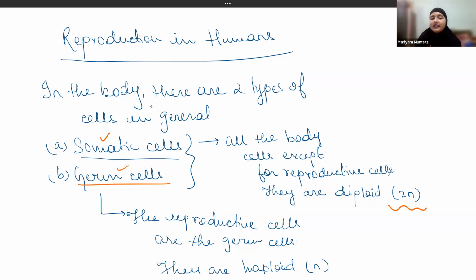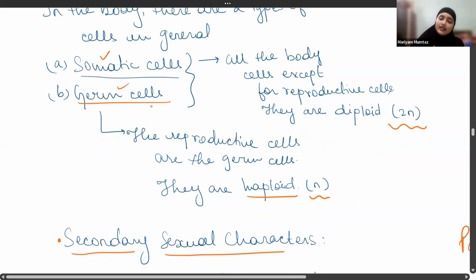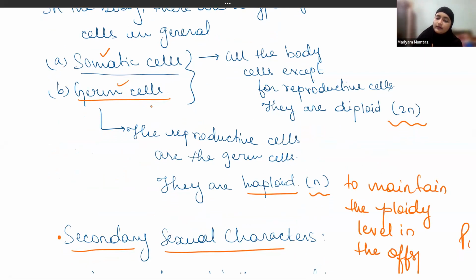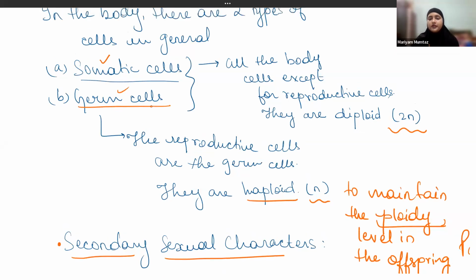So why are the germ cells haploid? So as to maintain, you can write it down, they are haploid to maintain the ploidy level in the offspring. Is it clear? Ma'am, what is ploidy now? Ploidy is like the number of sets of chromosomes. When it is 2, that is diploid. When it is 1, that is haploid. Okay? Yes, now you people can write down.